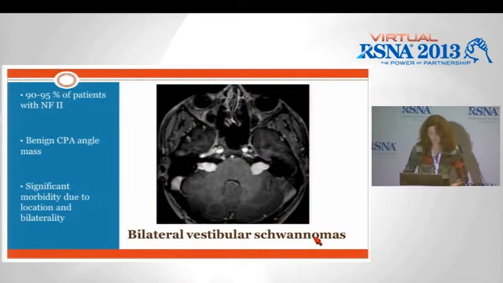Almost all vestibular schwannomas in NF2 are benign. The problem is due to their bilaterality and location, and when left untreated, they can extend medially and cause brainstem compression and hydrocephalus. These patients almost all eventually become completely deaf. Our image demonstrates bilateral enhancing masses of the CPA-IAC cisterns, and these can also flare the internal auditory canal when large.